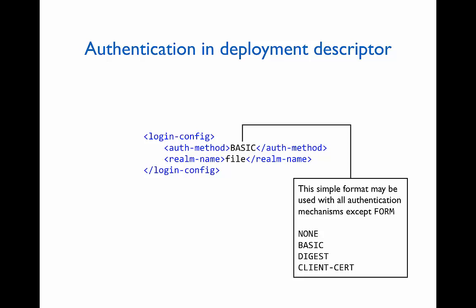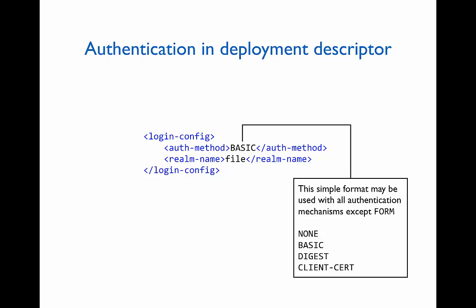In the deployment descriptor, this is all you need for basic authentication. In fact, this is all you need for most authentication mechanisms with the exception of form authentication. The realm name, which we will talk about shortly, will default to a vendor-specified value if you leave it out. So a Glassfish server will have its own default realm, and a Tomcat server will have its own default realm.